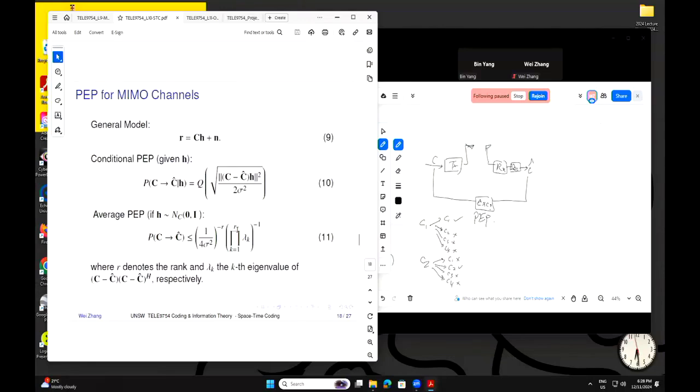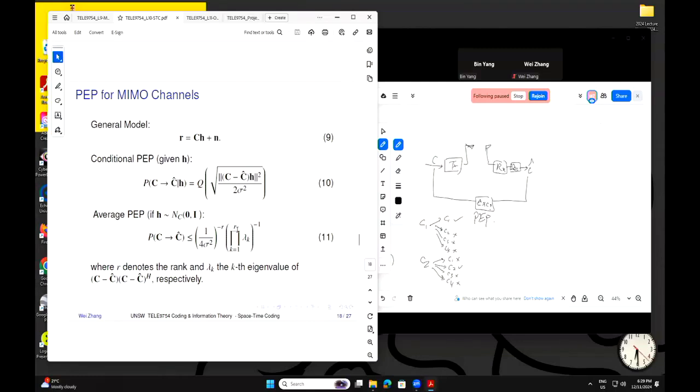Okay, so now we got to the real stuff. We need to analyze the error probability for MIMO. Firstly, look at the channel model 9. R equals CH plus noise. First, I explain to you. R is the received signal vector. C is the transmitted signal, called a matrix. H is the channel vector, and N is noise.